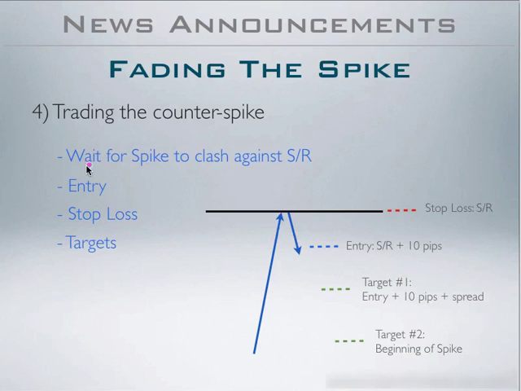So we wait for the spike to clash against a significant level of support and resistance from an intra-week point of view. As price shoots off and touches that level, we are going to go ahead, anticipate the possible bounce, and place a sell stop order 10 pips below that level of support and resistance. Actually, here I wrote support and resistance plus 10 pips, whereas in fact this should be support and resistance minus 10 pips. But anyway, you get the idea.